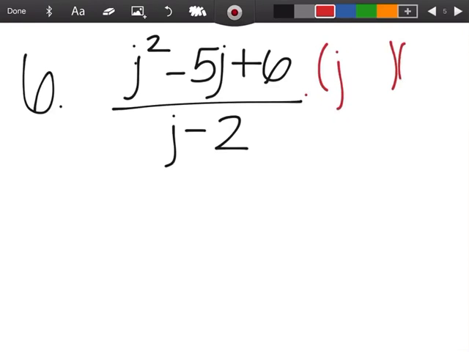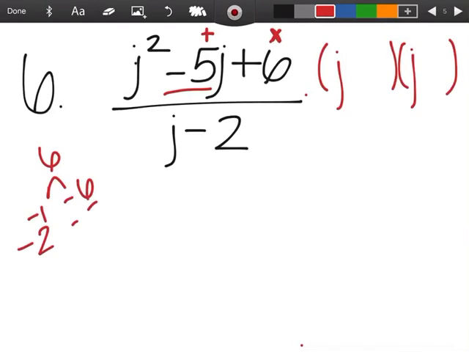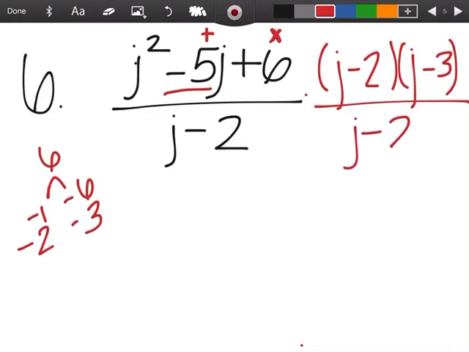I'm trying to factor j squared minus 5j plus 6. So I'm looking for two numbers that multiply to be 6 and add up to be negative 5. If they multiply to be a positive 6, they both have to be negative. So the only two that do that are j minus 2 and j minus 3.